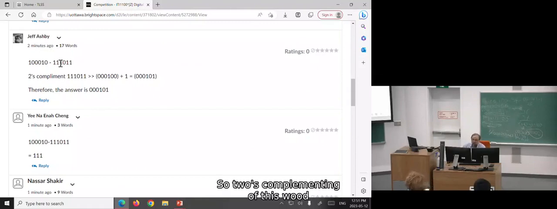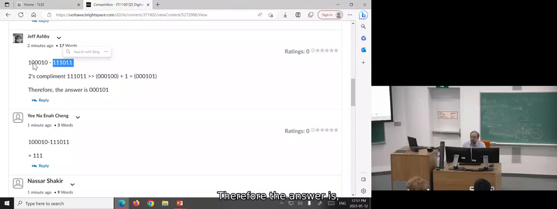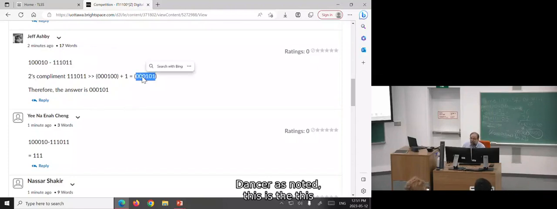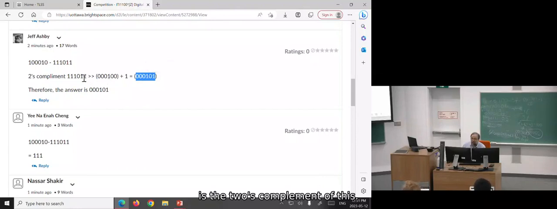Okay. So 2's complementing of this would become 0, 0, 1, 0, 0, 0 plus 1, which is this one. It's okay. So now you are adding, therefore the answer is, how did you calculate this? No. The answer is not it. This is the 2's complement of this, not the answer. Okay, no, this is not the answer.